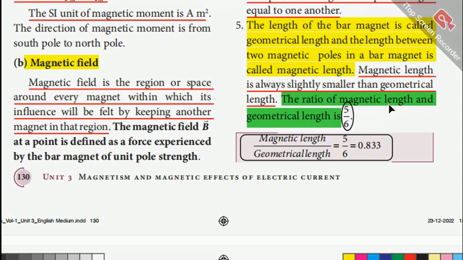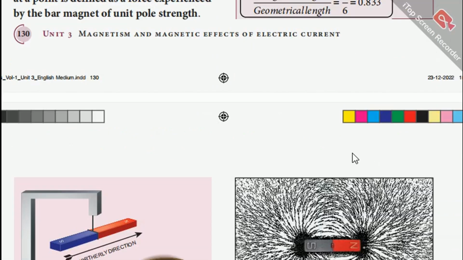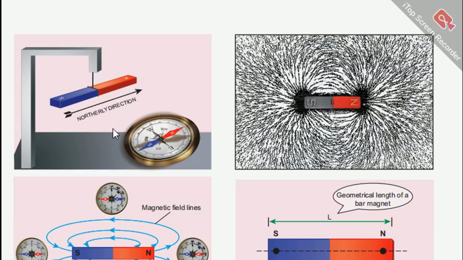What will be the ratio of the magnetic length and the geometrical length? That is given by 5 by 6. It means magnetic length by geometric length will be equal to 5 by 6, which is equal to 0.855. So this diagram shows the property of a magnet when it is suspended freely. That will show the northerly direction. And here the ends of the bar magnet will have more attractive power.